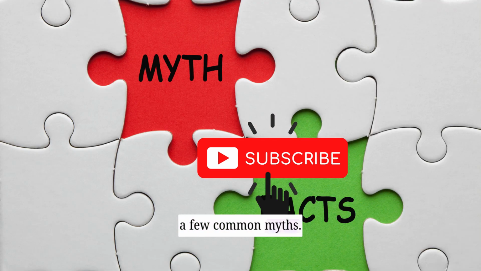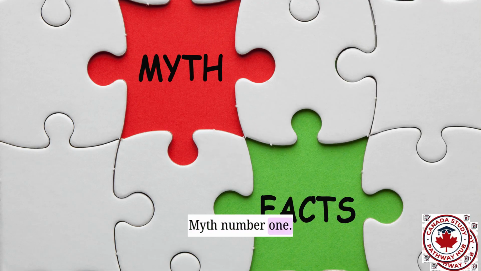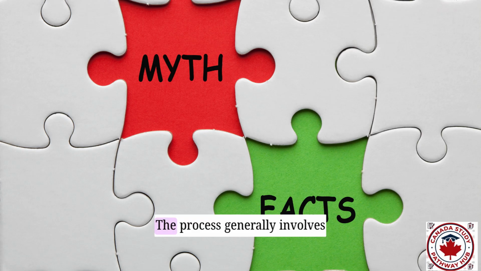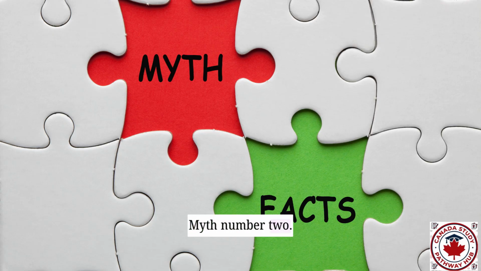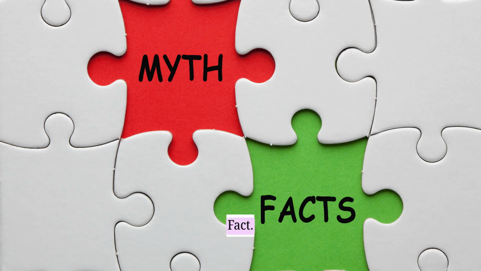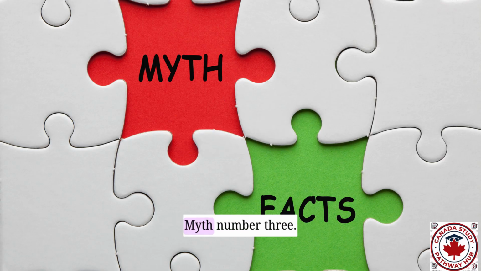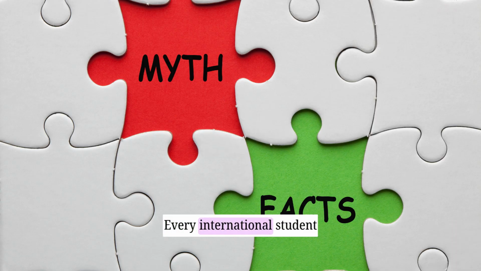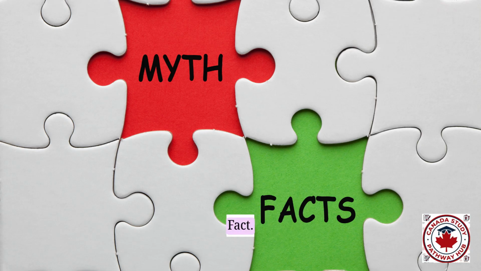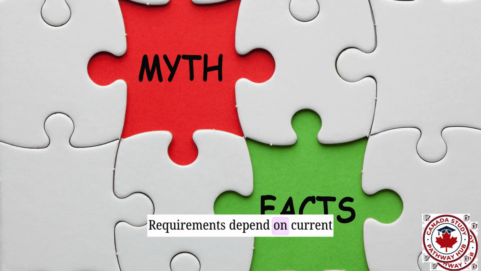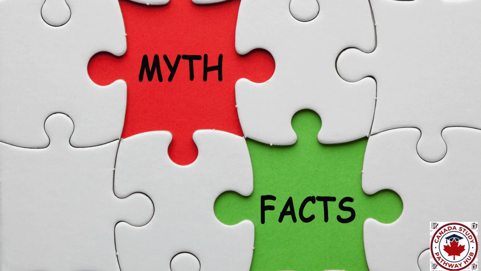Let's clear up a few common myths. Myth number 1. You can apply for a PAL yourself. Fact. The process generally involves your institution and the province. Myth number 2. A PAL guarantees study permit approval. Fact. A PAL is only one requirement. Immigration officers still assess your full application. Myth number 3. Every international student needs a PAL. Fact. Requirements depend on current policies and individual circumstances.